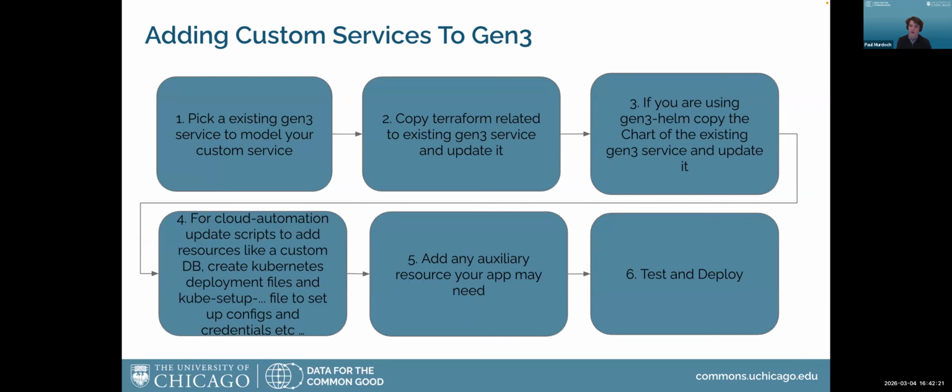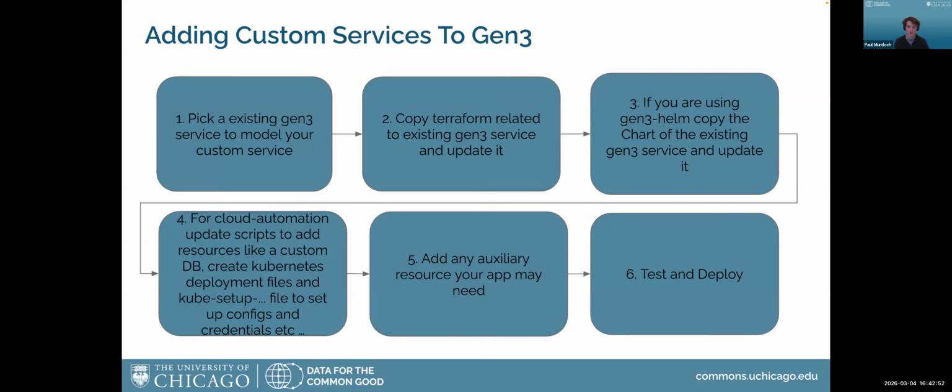And then from there, we copied the Terraform related to the original Gen3 service, and then we updated it. So we added any additional Terraform that we needed and removed any Terraform from the metadata service that just wasn't needed for our specific use case. And then similarly, for Gen3 Helm, we copied the chart over and did the same process where we just updated it with our information.